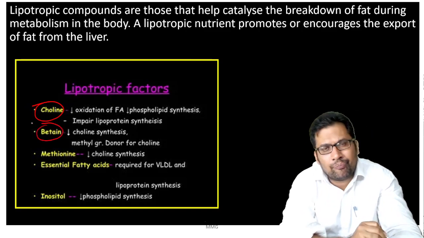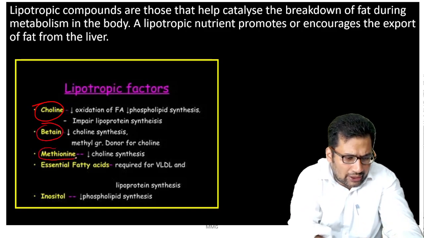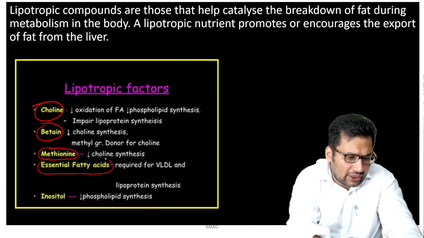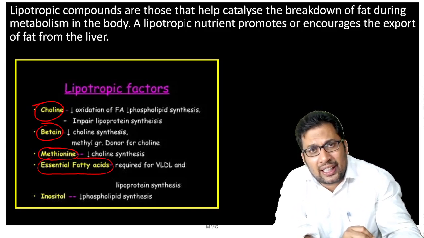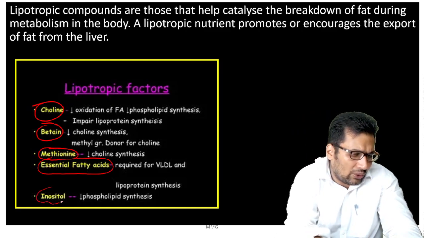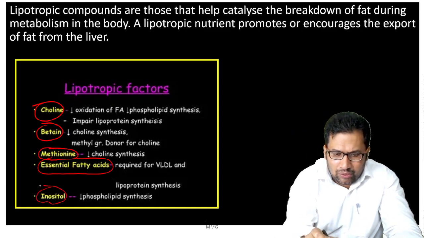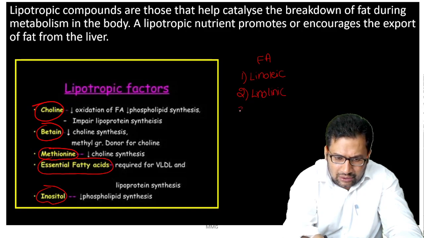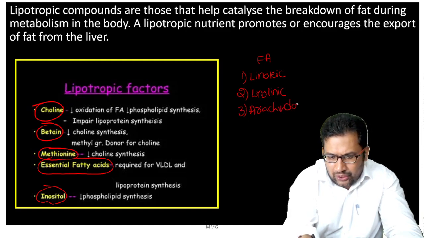Then the betaine, methionine, which is a powerful lipotrophic factor. Then essential fatty acids, for example linoleic acid, linolenic acid, and arachidonic acid. Then inositol. What are essential fatty acids? That can be asked. One is linoleic acid, linolenic acid, then arachidonic acid.